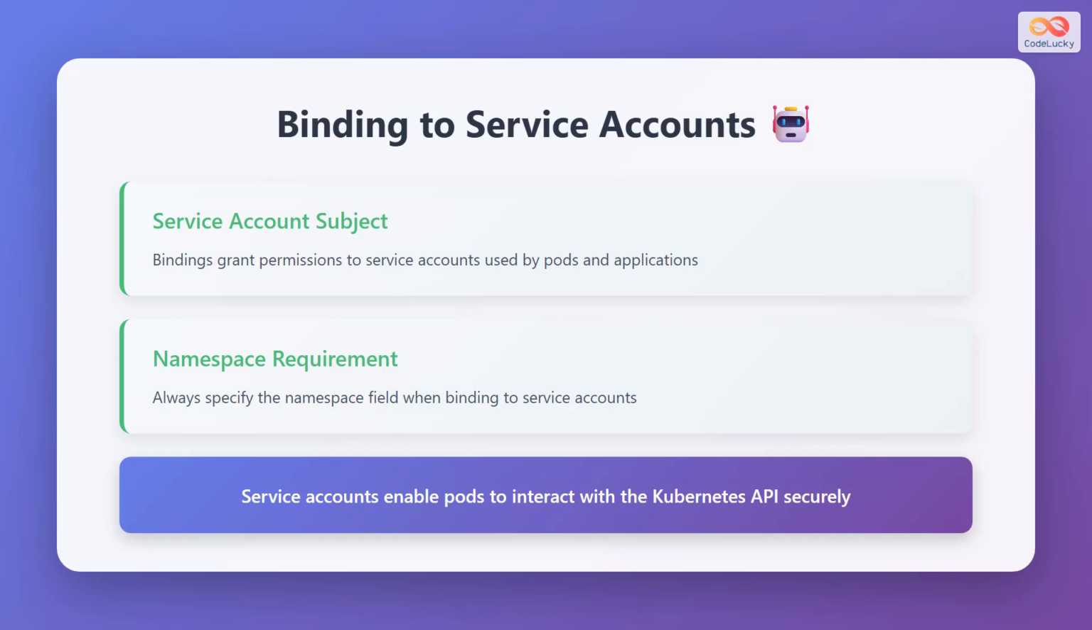Service accounts are special subjects used by pods and applications running inside your cluster. Bindings grant permissions to service accounts, enabling them to interact with the Kubernetes API securely. When binding to service accounts, you must always specify the namespace field in the subjects section, even when using ClusterRoleBindings. This is because service accounts are namespaced resources. Service accounts are essential for giving your applications the exact permissions they need to function, without granting excessive privileges.